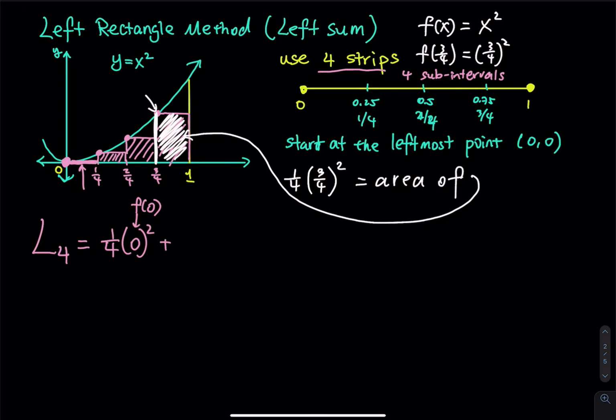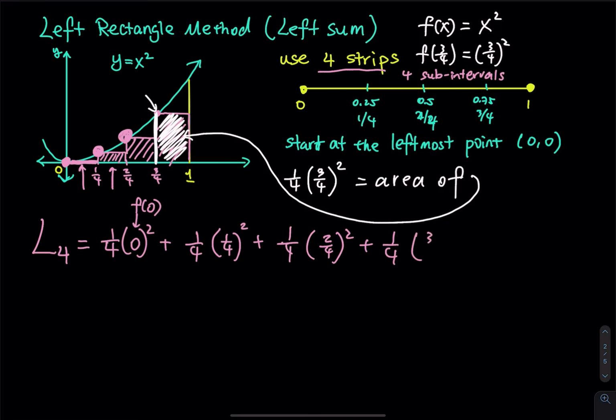And then the next one right here, how wide is that? That is 1 over 4. How tall is that? That is determined by this point. So all you have to do is plug the value into the function. And then the next one, 1 over 4. How tall is that? That is 2 over 4 square, this point right here. And then the last one, the base is 1 over 4, the height is 3 over 4 square. And then approximate that. That gives you 7 over 32.